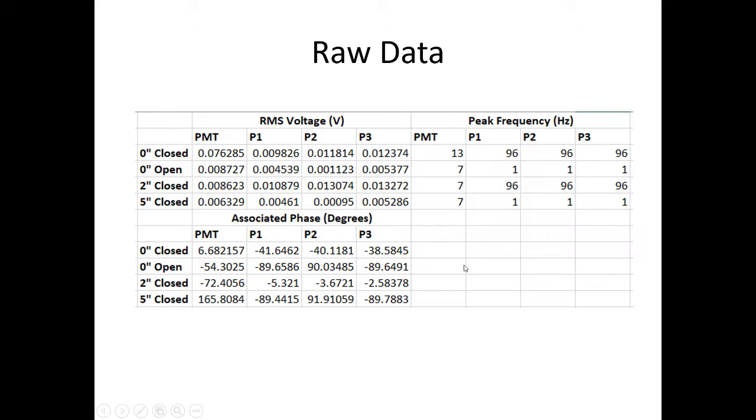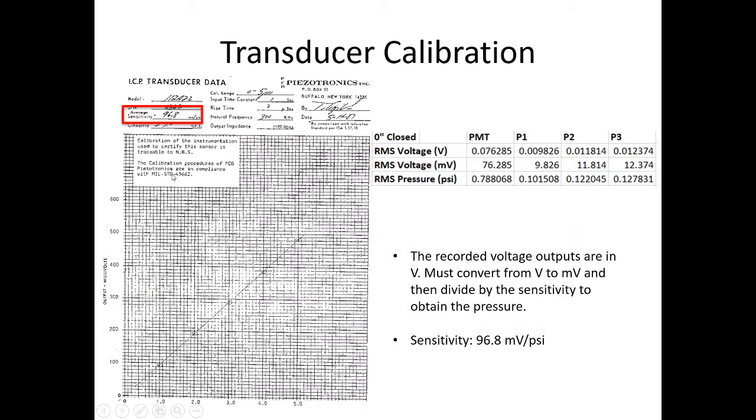The following raw data shows the data values that were observed by the pressure transducers and the photomultiplier. The RMS voltage, peak frequency, and the associated phase were recorded by the pressure transducers. They were recorded at the 0 inch, 2 inch and 5 inch positions, as well as the 0 inch position where the valve was opened.